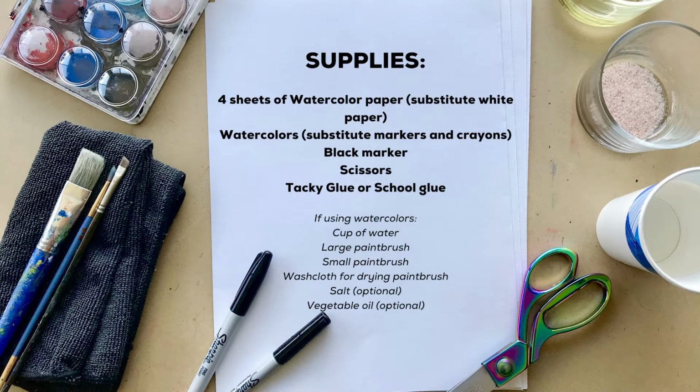For this art project, you're going to need 4 sheets of watercolor paper. You're going to need watercolors, a black marker, scissors, and tacky or school glue. If you don't have watercolors, that's fine. You can just use regular paper and you can substitute markers or crayons. If you are using watercolors, you're going to need a cup of water, a large and small paintbrush, a washcloth, and maybe some vegetable oil and salt if you have it. Pause this video to grab your supplies, and remember, you can pause at any time to let your painting dry or to complete the steps at your own pace.